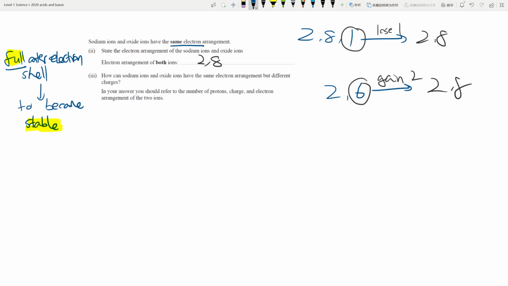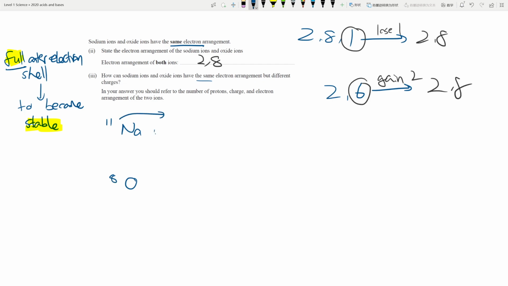And how do they have the same electron arrangement but different charges? This is where they're just asking you the same question as previous years. I just tend to teach my students using this method, and it works quite well. If you've got sodium and oxygen, this is 11, this is 8. This is what I normally do.